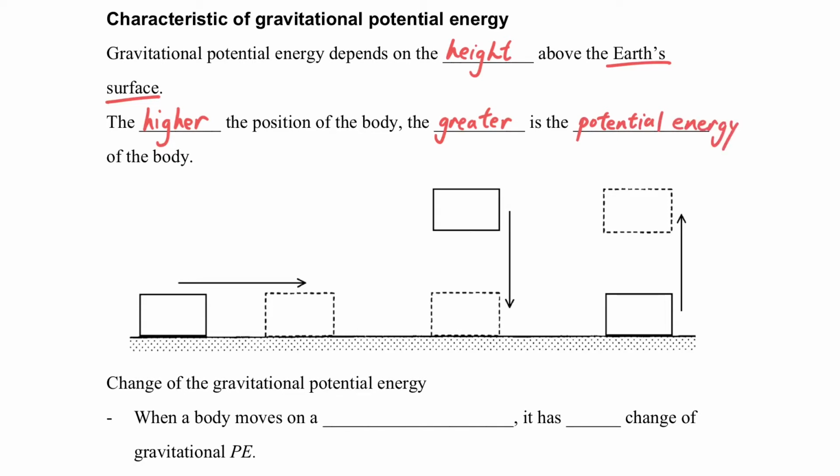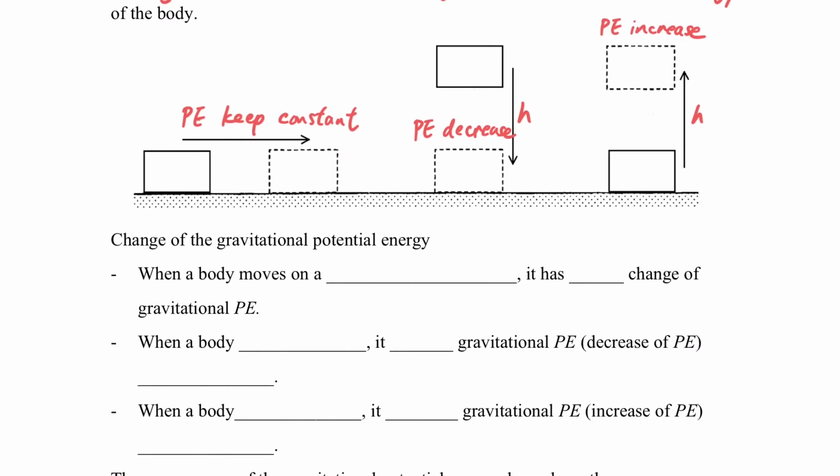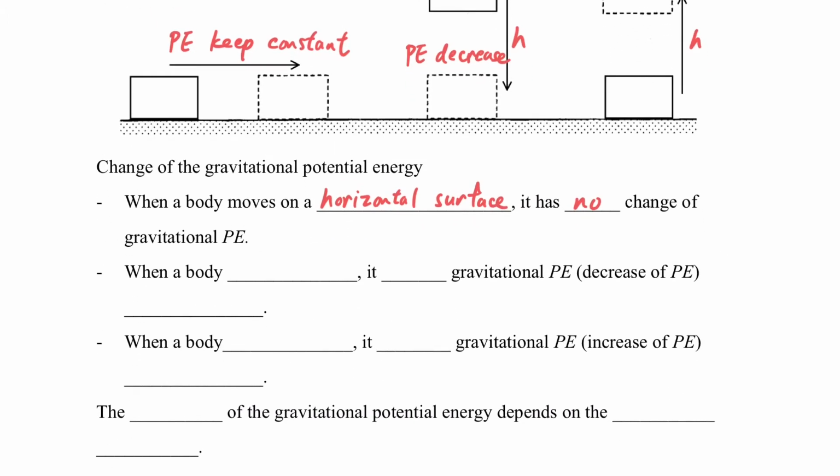If an object moves from one side to the other horizontally, the PE will stay constant. When the object moves downward, the PE will decrease. If it moves to a higher position, the PE will increase. So when the body is moved on a horizontal surface, there is no change in gravitational PE. When the body falls down, it loses gravitational potential energy.